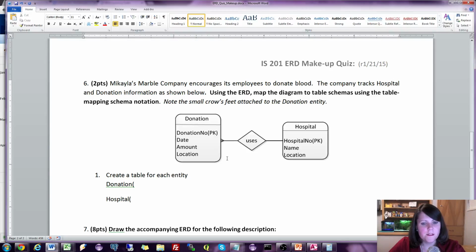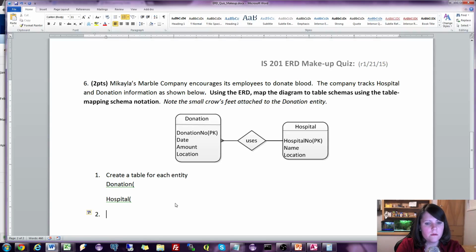Okay, so we've got a table for each entity, donation and hospital. And then step 2, put primary keys and attributes in each table. So quite simply, we put our primary key in, and we make sure that we've got the PK.